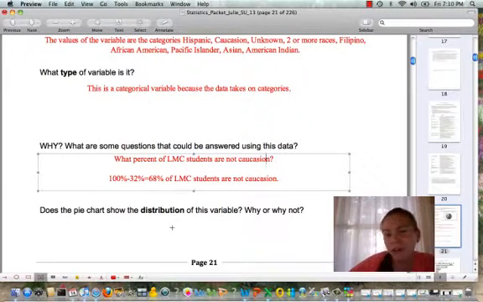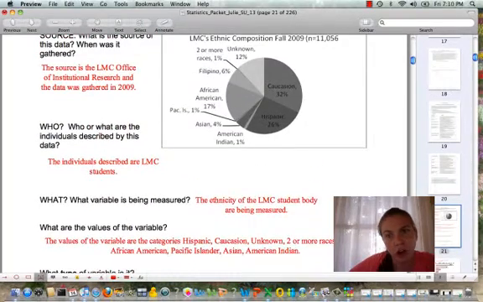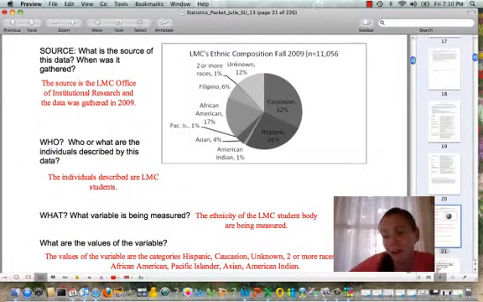And the last part question here says, does the pie chart show the distribution of this variable? Why or why not? So if we look back at the pie chart, recall from your vocabulary that distributions show us how often the variable takes on the different values. In this case, our values are the ethnicities, and we can see the distribution pretty clearly here. We can see, for example, Hispanic students make up 26% of LMC, so they are a bigger piece of the pie than, for example, Filipino students.